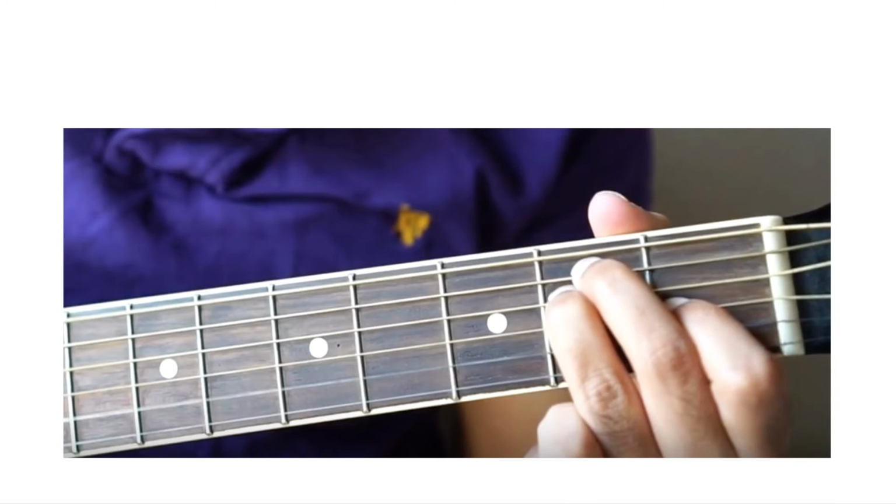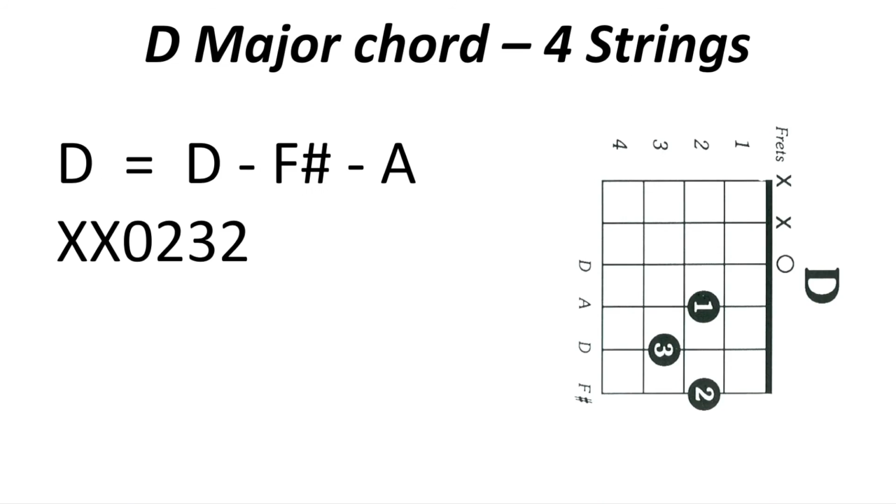Let's look into the D major chord now. This is how you play the D major chord. The D major chord is formed by D, F sharp, and A. This is a 4th string chord because we have 2 X's here, and you don't play X's, which is the 6th string and 5th string. You play it from the 4th string, and D, F sharp, A are the notes as per the 1-3-5 formula.